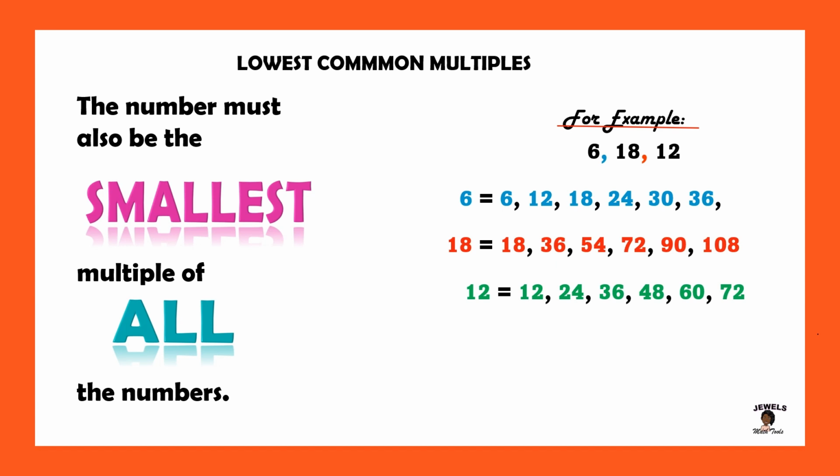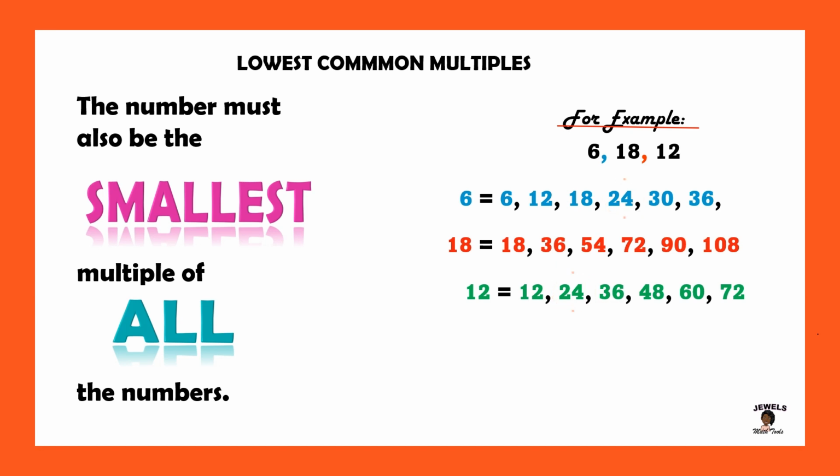Now, in looking at my multiples for 6, 18, and 12, one of the things that I noticed is that 6 and 18 have a common multiple of 18. However, if we look at the multiples for 12, there is no 18 in the 12 timetable, so we won't be able to use that number. We also notice that 6 and 12 have common multiples of 24 and 12. However, in our 18 timetable, neither of those multiples are listed, so we won't be able to use those numbers as well.